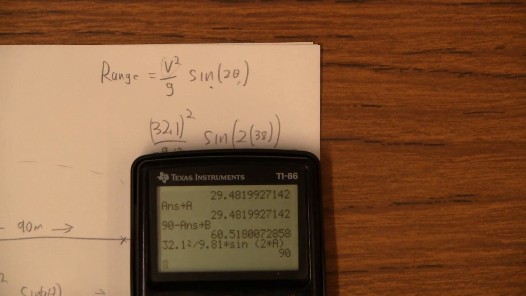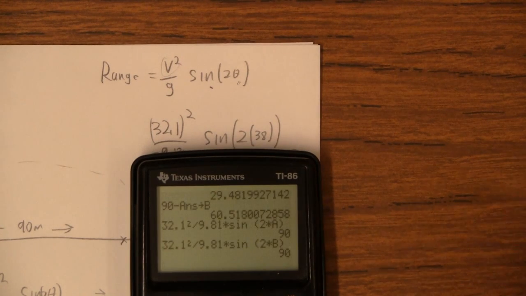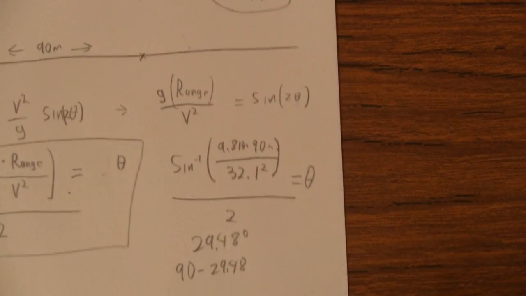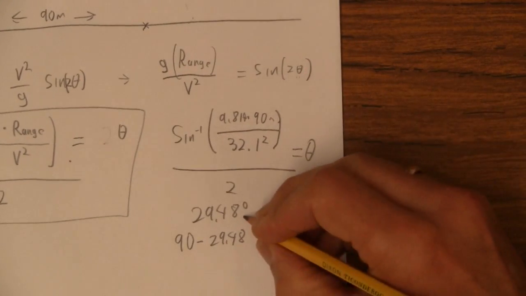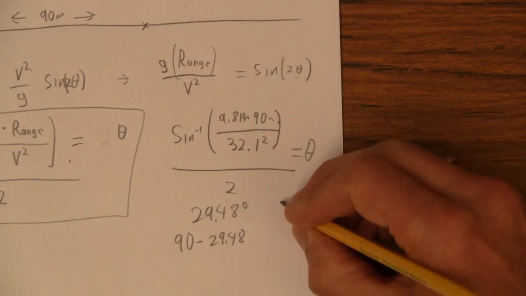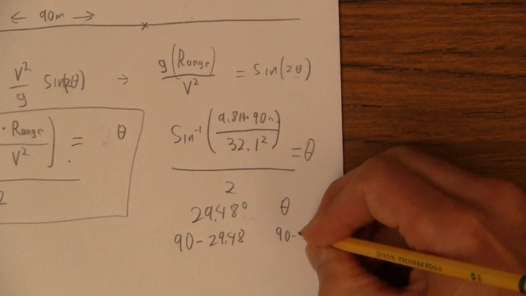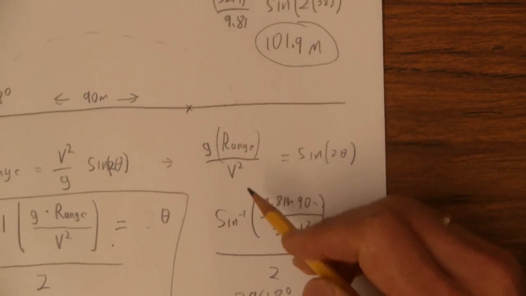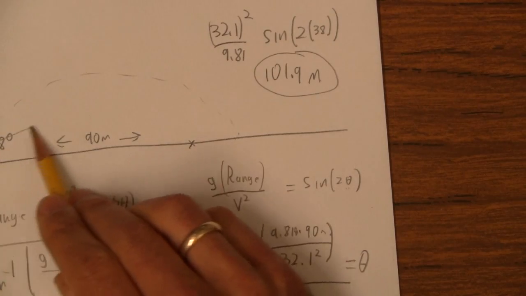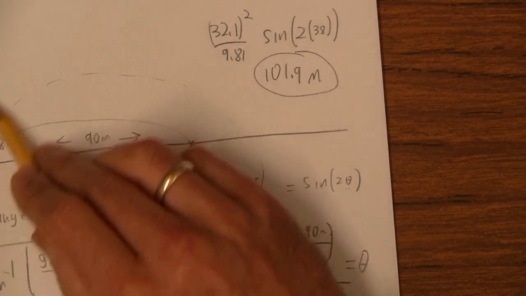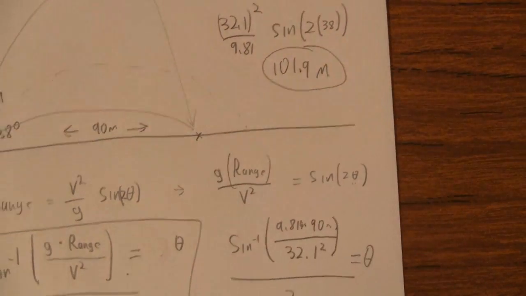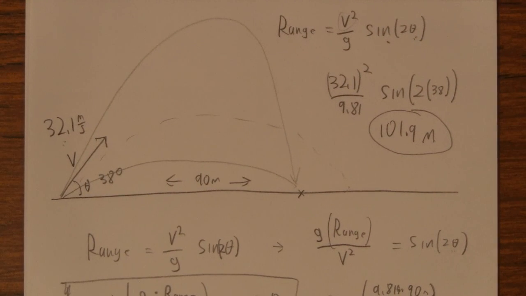And then I can do the second entry, and I can launch at the other angle, the complement, which is going to be 60.51. So I'm going to change that to B. And it's also 90. So if this angle theta works, also 90 minus theta works. There's theta, 90 minus theta. One is going to be a low trajectory. The other will be a high trajectory for that.